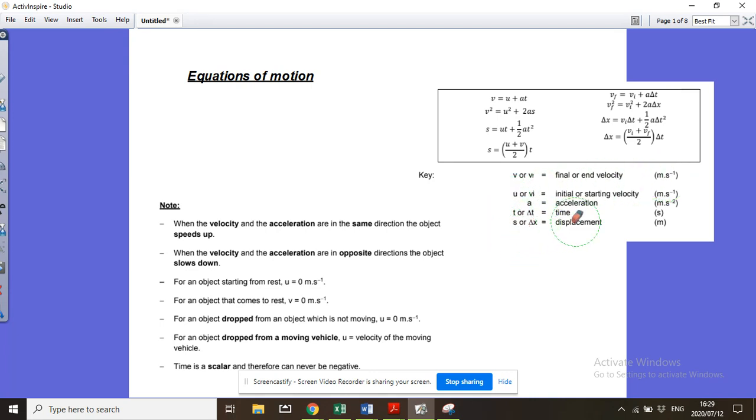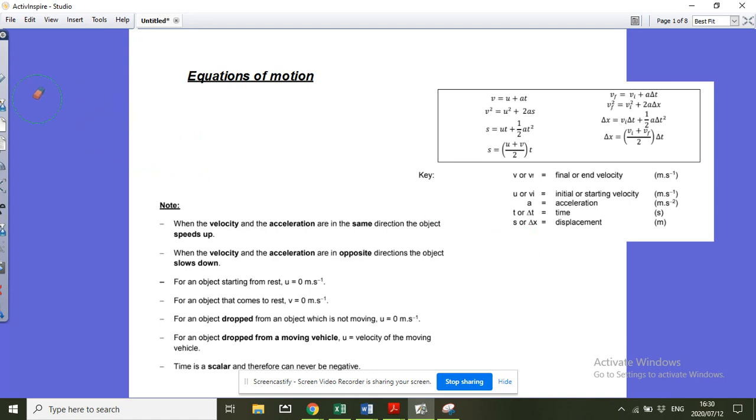Then u is going to be our initial velocity or our starting velocity. You can use VI. A is our acceleration. T is the time. And S is the displacement. You've used all these values before. We are just going to look at a little bit more complicated situations, and we're going to solve these unknowns.